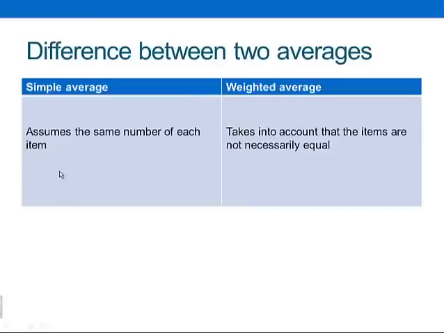A simple average assumes the same number for each item. Okay, we have the same mass for each item, or we have the same diameter for each item. But a weighted average takes into account that the items are not necessarily the same. Let's take a look at this video clip in order to clarify this.